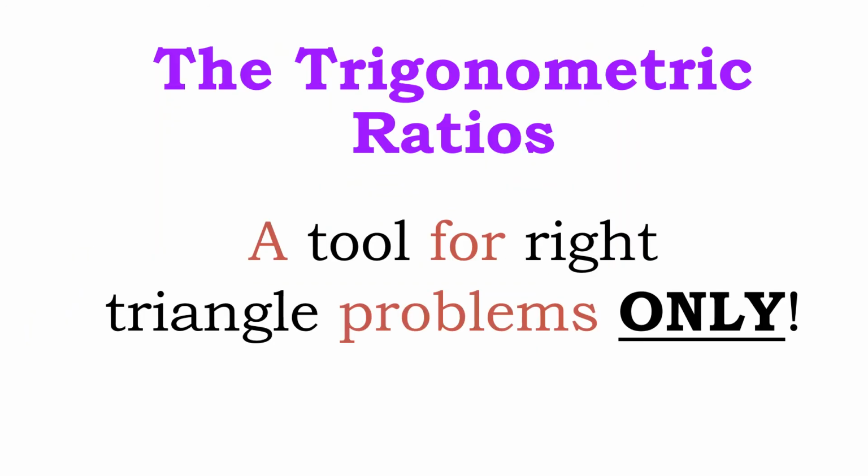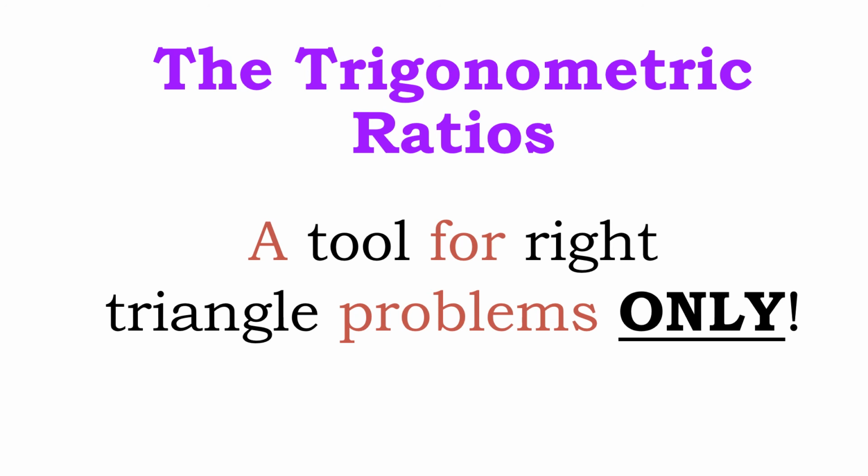So here's a tip before we move on. Have you noticed that we used the trigonometric ratios with right triangle problems only? You should have. In addition to that, we can use the trig ratios, which we say for short, to find either the length of a side in a right triangle or the size of an angle.